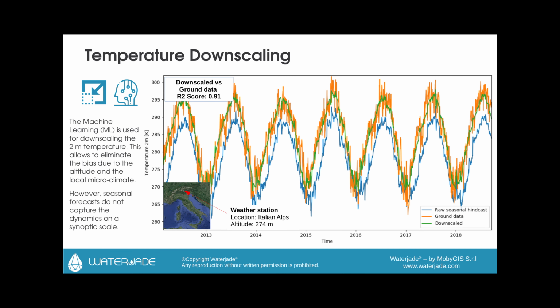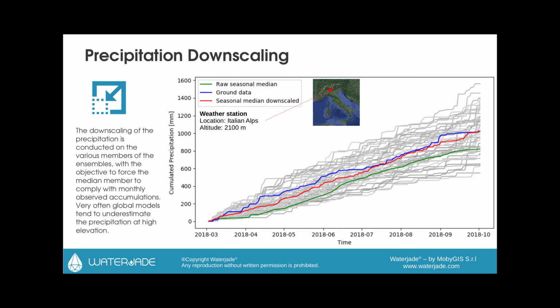For the temperature, the downscaling algorithm was based on machine learning that was designed to eliminate the bias due to the altitude and the local microclimate. For the precipitation, the downscaling algorithm was designed to force the numerical model to comply, in terms of yearly accumulation, with the measurement at the local station.